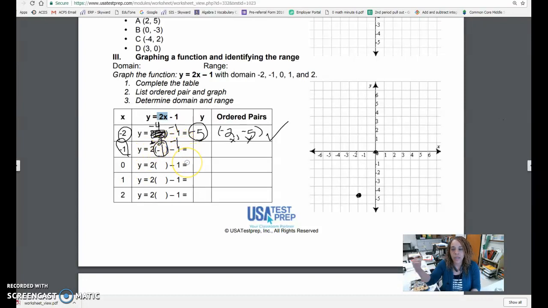Okay, so 2 times negative 1 is negative 2, and negative 2 minus 1, again, so I can finish out this problem, negative stays negative, keep going in that negative direction, is negative 3. So my ordered pair becomes negative 1, comma, negative 3, where this is my x value and this is my y value. Those are also called coordinates.